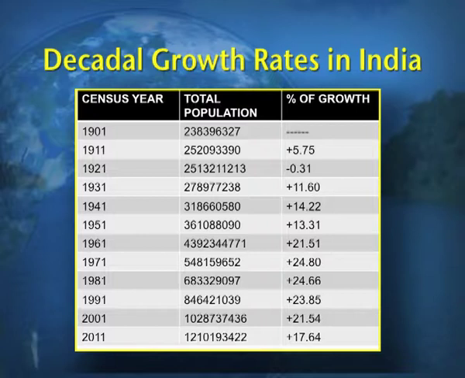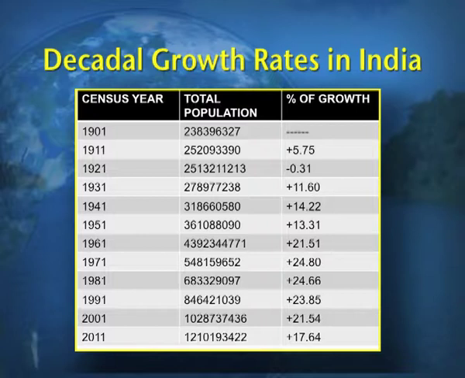If you look at the third column, which is the percentage of growth, you can see that in 1921 there was a negative growth. That negative growth was 0.31 percent, and in all the other census years you find there is a positive growth. The last positive growth, seen in the census of 2011, is 17.6% growth of the population.